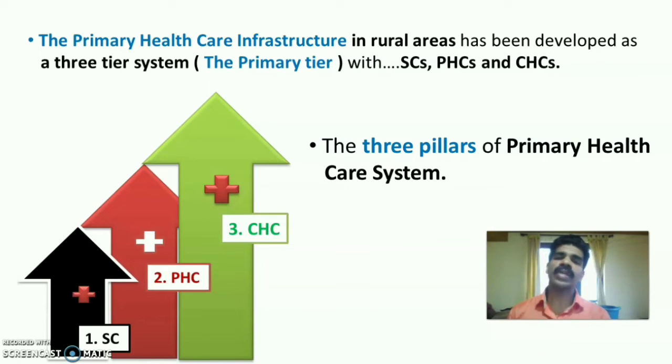The primary healthcare infrastructure or institution in rural areas has been developed as a three-tier system. That is the primary tier system with subcenters, primary health center and community health center. So the institutions under primary healthcare, especially in rural areas, have been developed as a three-tier system, starting with the subcenter, primary health center and community health center. This is known as the three pillars of the primary healthcare system in India.